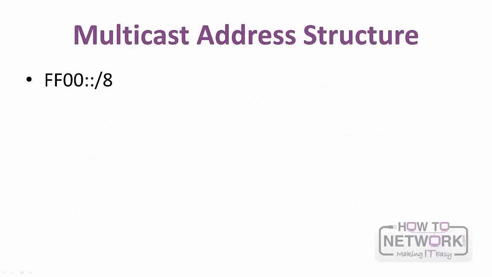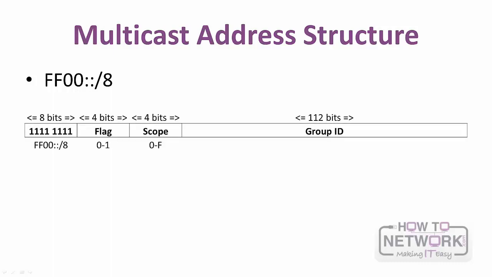IPv6 multicast addresses have the prefix FF00::/8. This is the structure of an IPv6 multicast address. The first 8 bits are 1 bits, FF, followed by a 4-bit flag and a 4-bit scope. The next 112 bits represent the group ID.